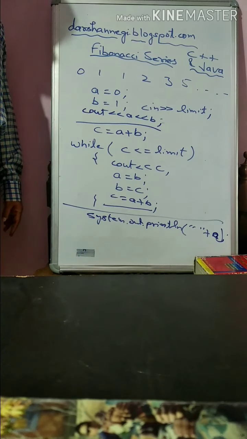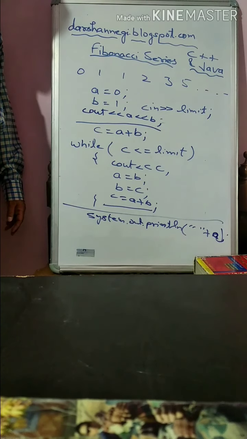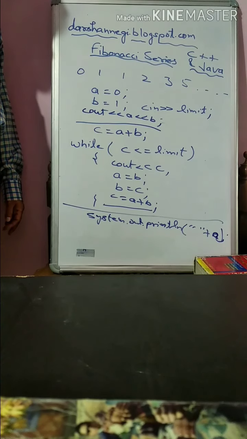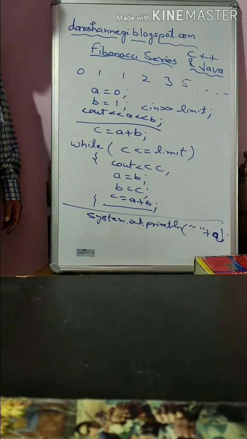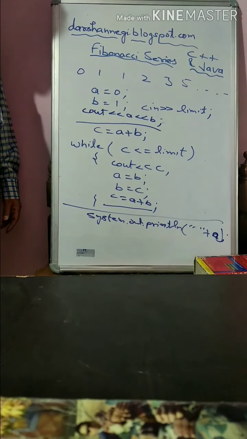Switching from C++ to Java is quite simple. You have to just replace a few statements, and because these are two different languages, you have to understand the syntax of a few statements, but the basic logic and development of the program is nearly the same in all languages. So students, I hope you have understood the concept, the logic, and how to design the program and subsequently convert it into a C++ program and a Java program also.